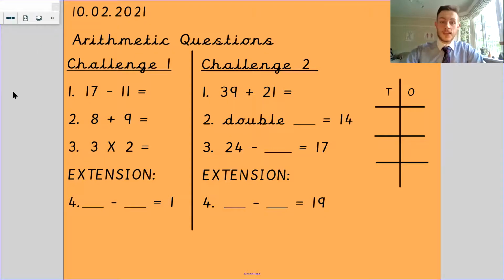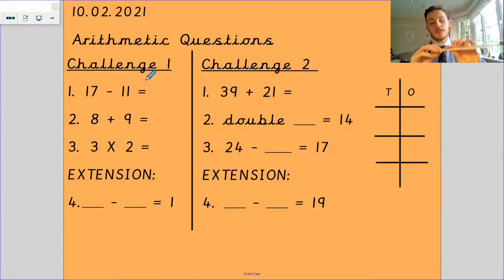So here's your arithmetic. Get yourself ready with your challenge 1, your challenge 2. Look what I've got. I've got my ruler. I know you're all looking for it. So I've got my ruler to help me. So get yours. Challenge 1, challenge 2, off you go. I'm going to start in a second. Pause the video. Right. Challenge 1, 17, take away 11.